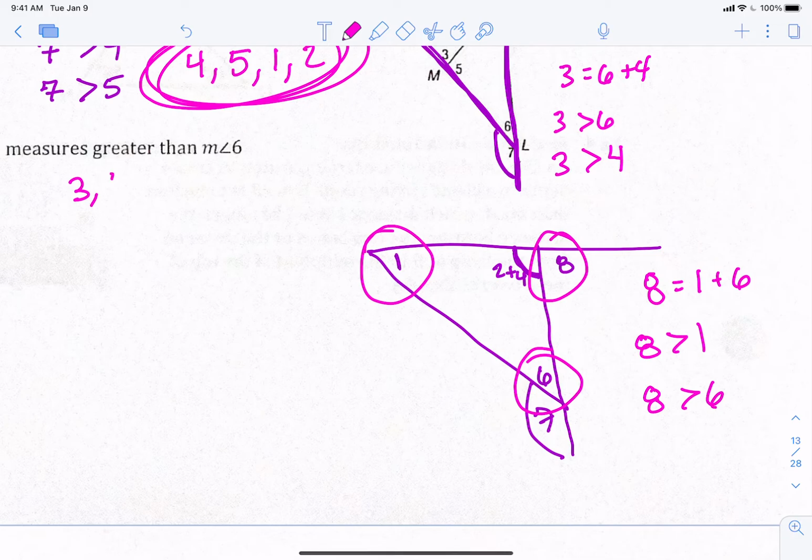8, 8, 3 and 8. 3 from the small triangle, 8 from the large one.